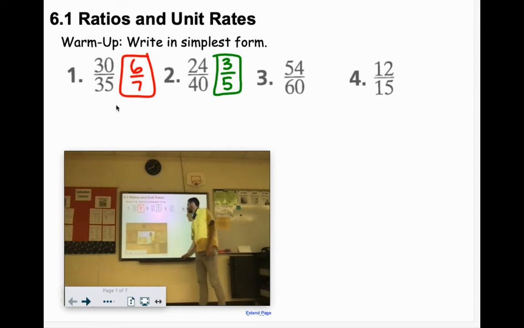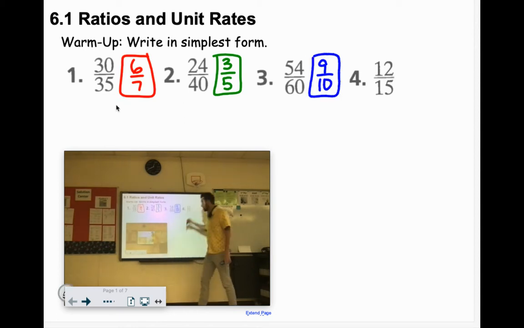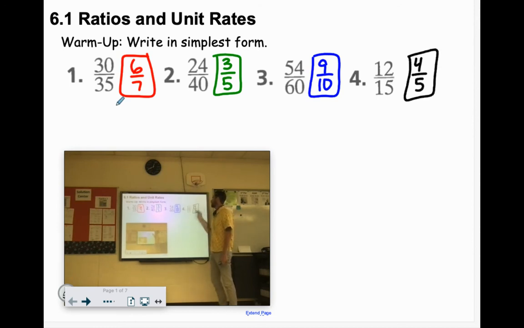54 and 60 are both divisible by 6. 54 divided by 6 is 9. 60 divided by 6 is 10. And 12 and 15 are both divisible by 3. 12 divided by 3 is 4. 15 divided by 3 is 5.